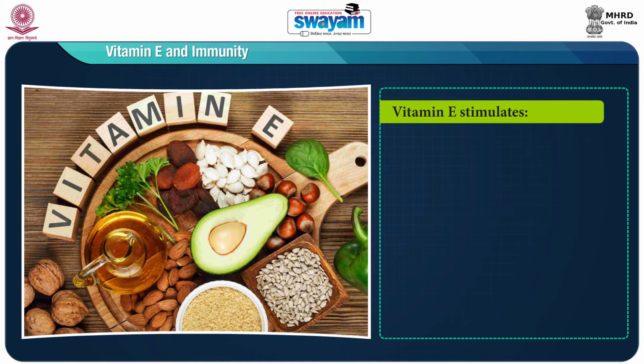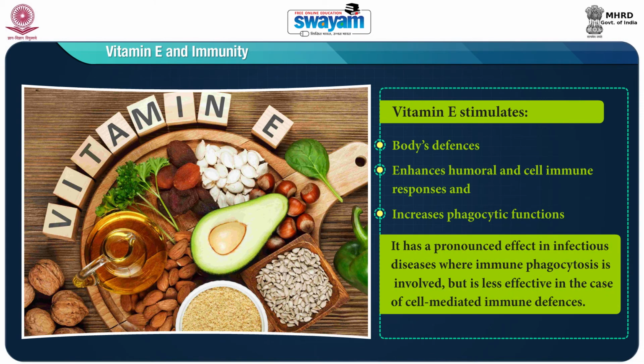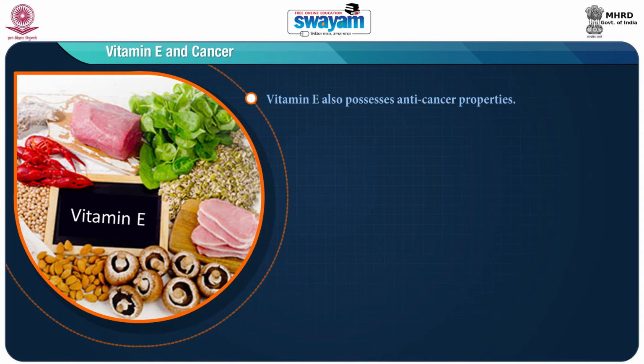Now, role of vitamin E in immunity. It has now been proven that vitamin E stimulates the body's defenses, enhances humoral and cell immune responses, and increases phagocytic functions. It has a pronounced effect in infectious diseases, where phagocytosis is involved, but is less effective in the case of cell mediated immune defenses. Now, coming to vitamin E and cancer, vitamin E also possesses anti-cancer properties.